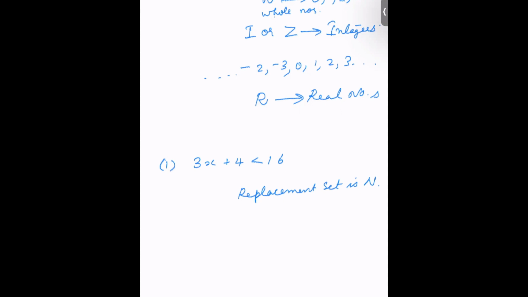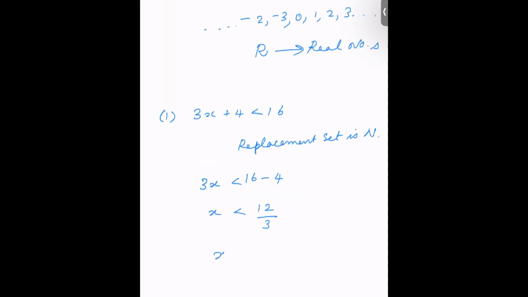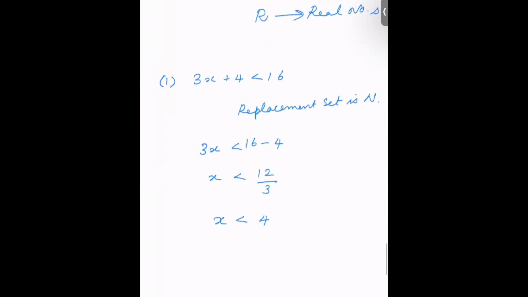So here, calculate the value of x. How do you calculate? 3x less than 16 minus 4. X would be 12 divided by 3, right? So I'm getting x less than 4. So what is the solution set here?